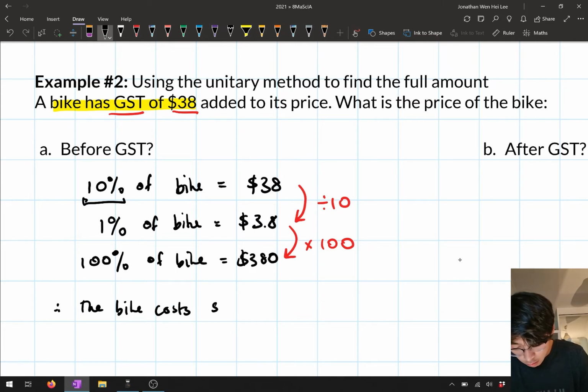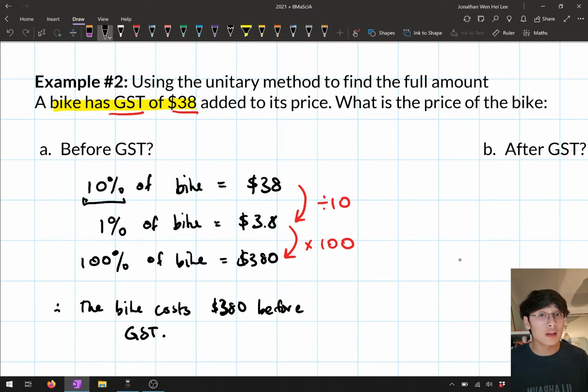costs $380 before GST. Let me write that in capitals. GST. Okay, there we go. That's how we can find the cost of the bike using this unitary method.